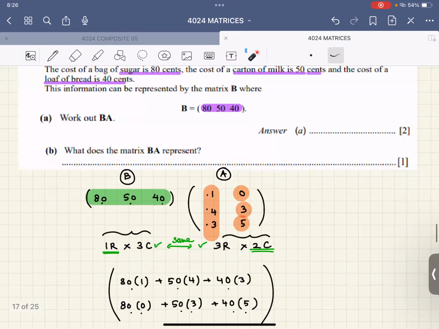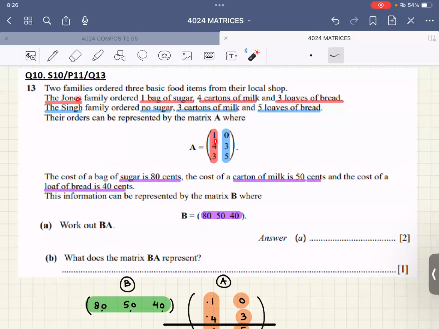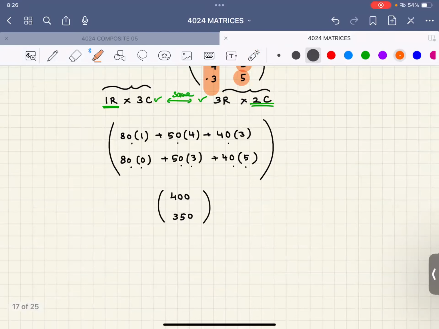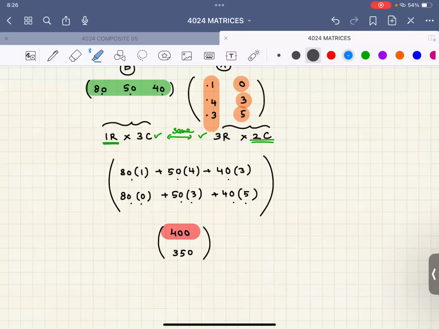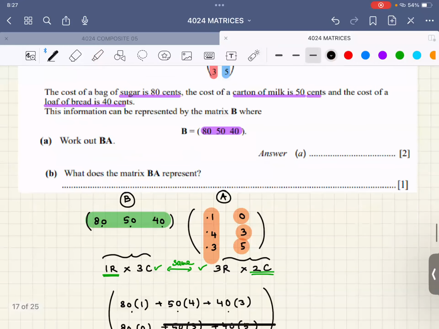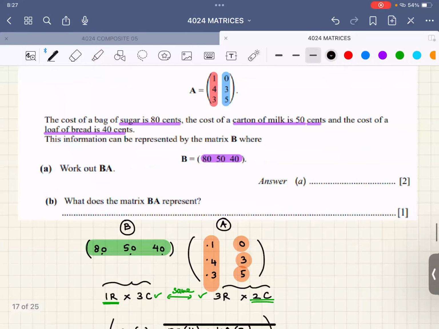The first family is which one? That's the Jones family. So this answer is for the Jones family. And the other color I've chosen is blue. That is for the Singh family. So what are we looking for? This is the cartons and milk and this thing cost.